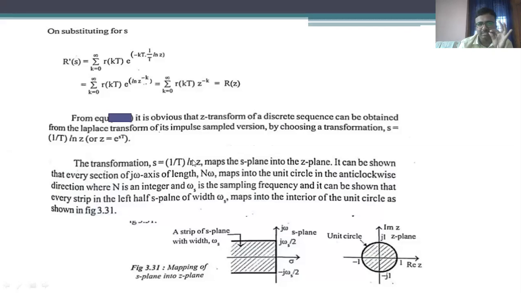Is it clear? That means this particular relation is going to frame a mapping condition. We have considered a portion of the S-plane, that means we have considered a strip. That particular area of the strip has to map with the interior portion of the unit circle of the Z plane.